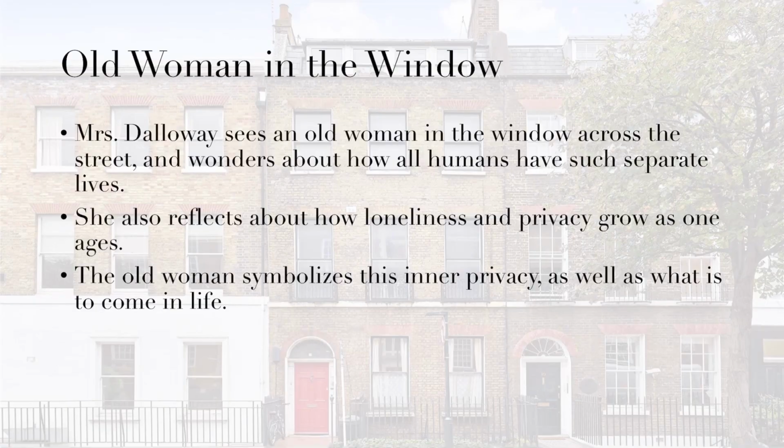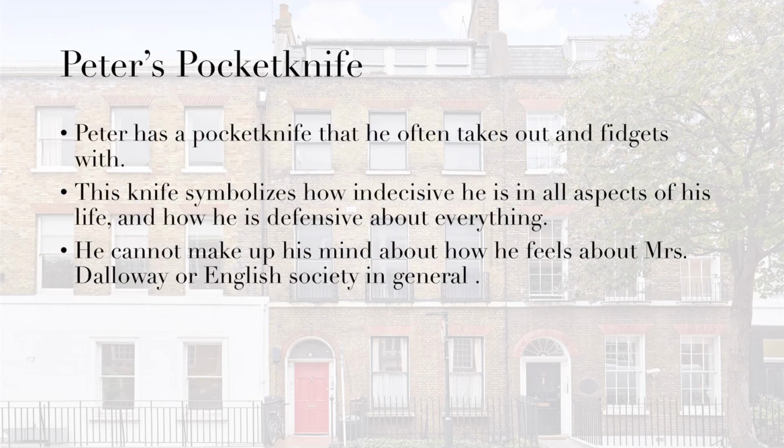In terms of analysis, the main important symbol is the old woman in the window. So Mrs. Dalloway sees an old woman in the window across the street and wonders about how all humans have such separate lives. She also reflects about how loneliness and privacy grow as one ages, and the old woman symbolises this inner privacy as well as what is to come in life.